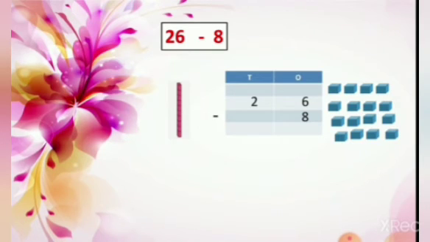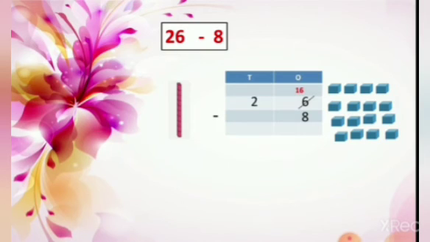Now we have more blocks in the ones column. Before we had only 6. Now how many do we have? 1, 2, 3, 4, 5, 6, 7, 8, 9, 10, 11, 12, 13, 14, 15, 16. And here the number is 6. So we will put a cross on this number and write 16.